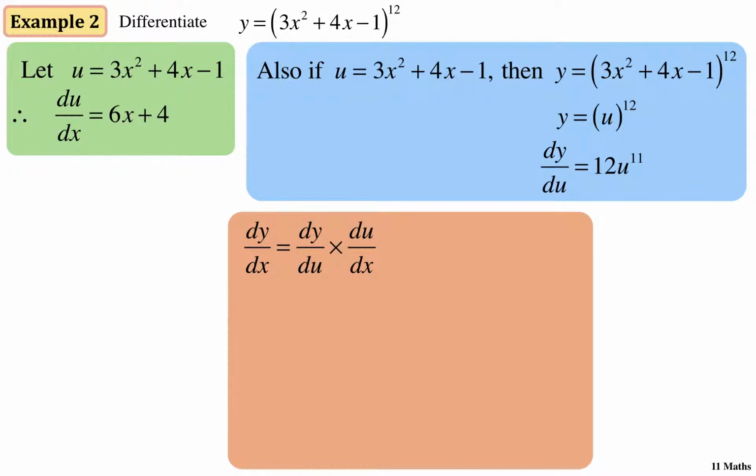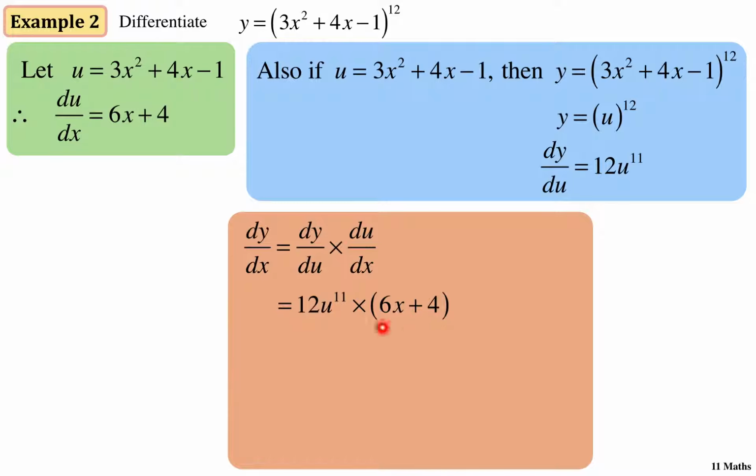Do I know what dy over du is? Yes, I found that here. Do I know what du over dx is? Yes, I found that here. Need to be careful because there's more than one part here, so I'm going to be using brackets. If you don't use brackets, you'll make a mistake. So I get 12u to the power 11 multiplied by 6x plus 4 in brackets.